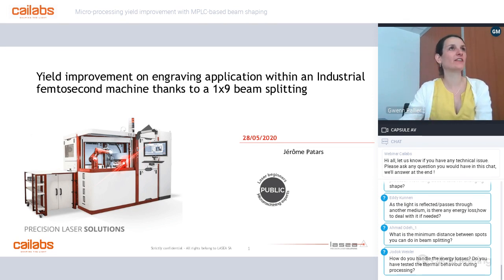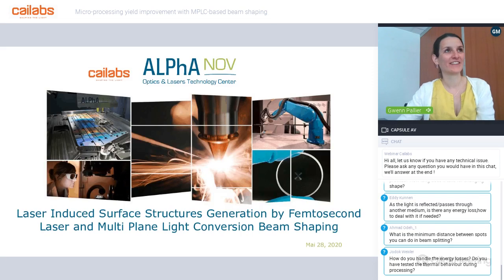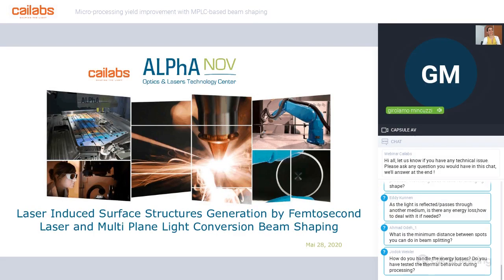You can go through your slides, which are a little bit further, and we will manage Jerome in parallel. Okay, Gwen, thank you very much. So I'm Girolamo Mincuzzi, manager of the microsystems processing group of ALPhANOV. And I will talk about the study we carried out with the module developed by Cailabs about surface texturing.